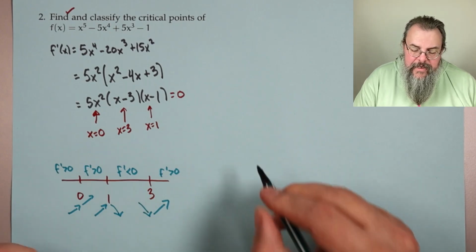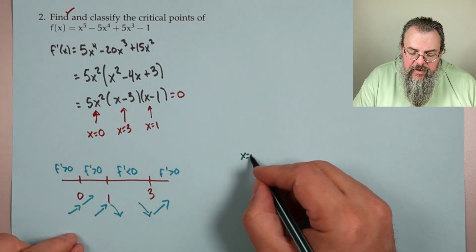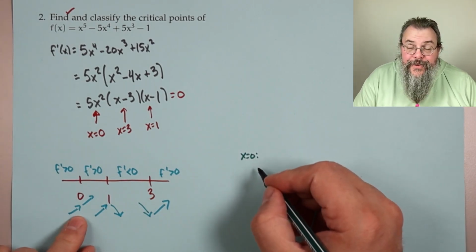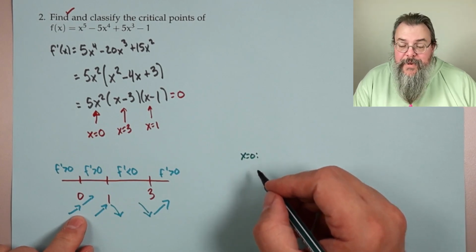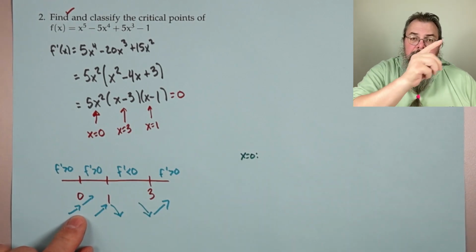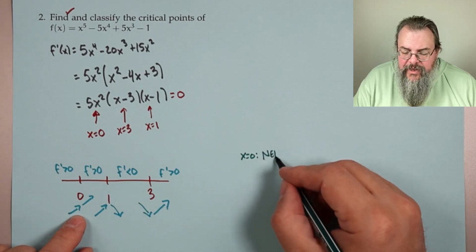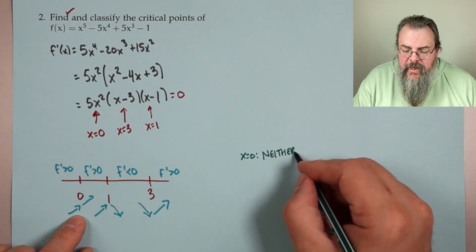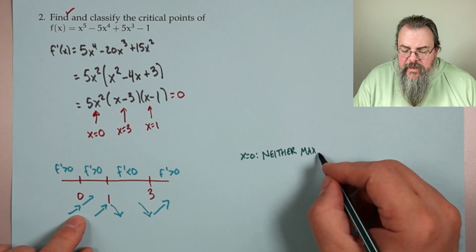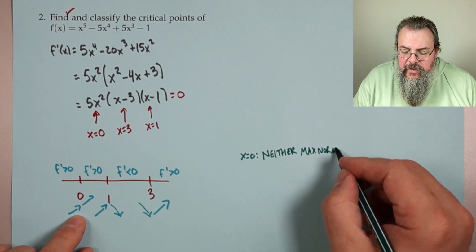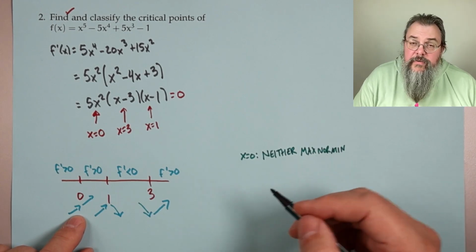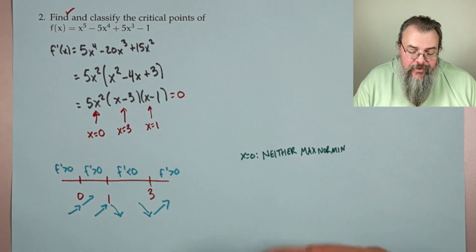So at x equals 0, this is neither. We're going up, then up. So if you go up, then up, it's neither max nor min. It's still a critical point, but it's just one that's not a max or a min.